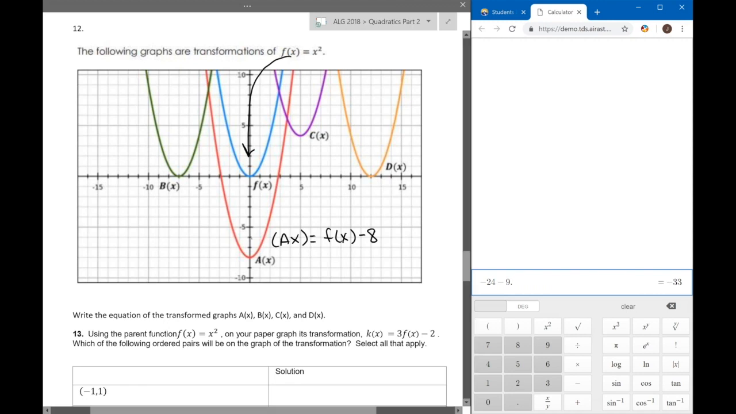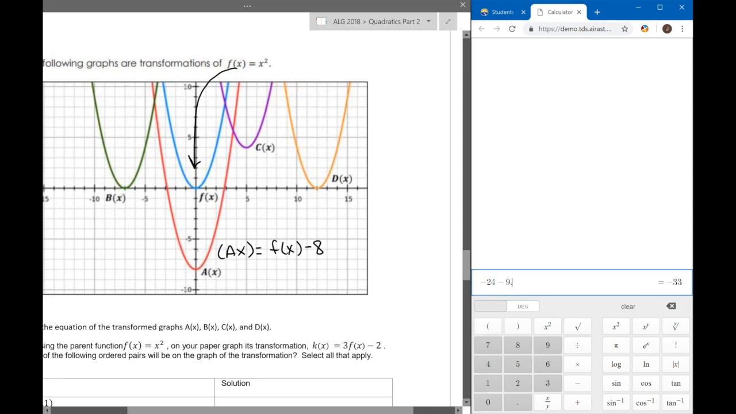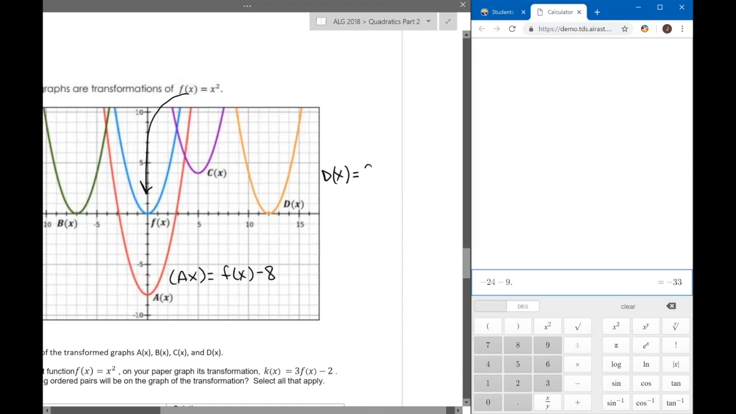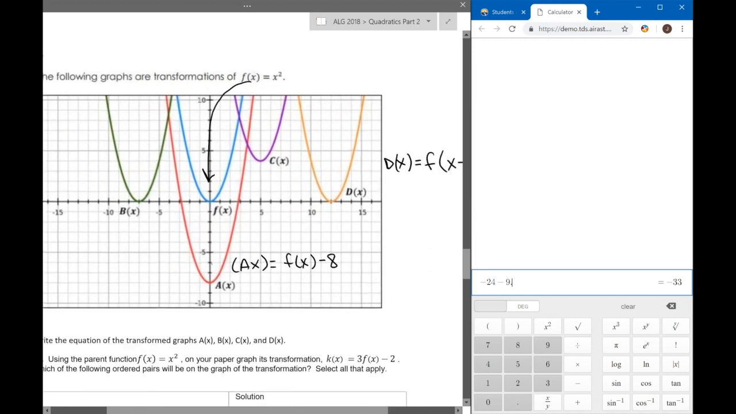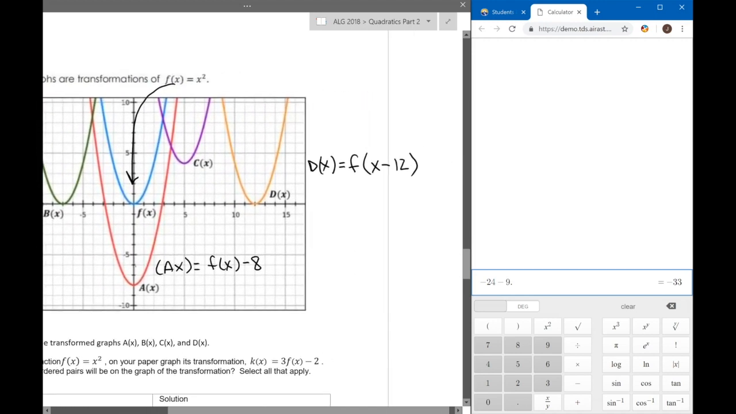Okay, there isn't one that goes up, so let's do the d of x one. The d of x one moved over 1, 11, 12 spaces to the right. So if you're going to the right, d of x equals f of (x minus 12). Since it's to the right, it's going to subtract how many spaces it went. Well, it went over 12 spaces, so it's minus 12 there. The x is in parentheses. Notice the difference between the a of x and the d of x.